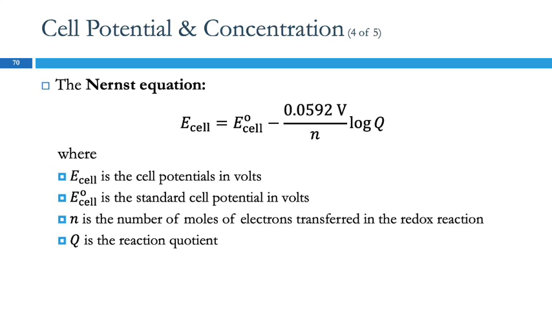This equation has a name, the Nernst equation, named after a scientist. So the cell potential is equal to the standard cell potential minus 0.0592 volts over n base 10 log of Q, where we've got cell potential in volts, standard cell potential in volts, moles of electrons being transferred, and the reaction quotient. And remember, the reaction quotient is calculated in the same way as the equilibrium constant, right? But it just doesn't need to be at equilibrium.